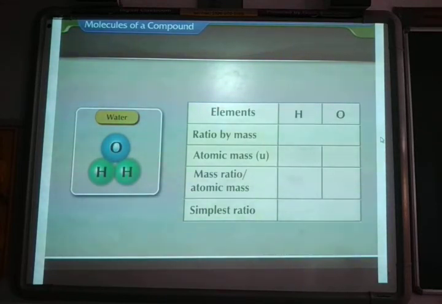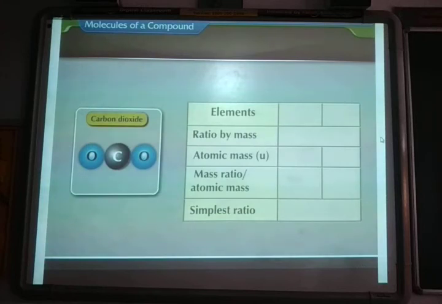The ratio of hydrogen and oxygen is 1:8 by mass. The atomic mass of hydrogen is 1 and that of oxygen is 16. The mass ratio by atomic mass for hydrogen is 1 and that for oxygen is 1/2. Therefore, the simplest ratio of the combining atoms is 2:1.